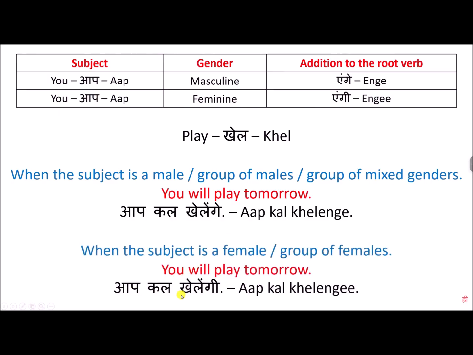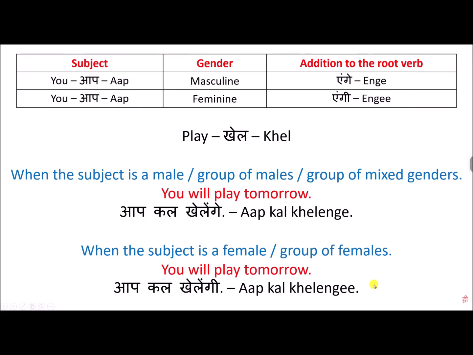Aap kal khelengi. Khel is the root verb. Engi is added to it. Aap khelengi is you will play. Kal is tomorrow. Alright. Now you can say this to a single person, female, or a group of females. Alright. Yes. So this is how we frame simple future tense sentences.